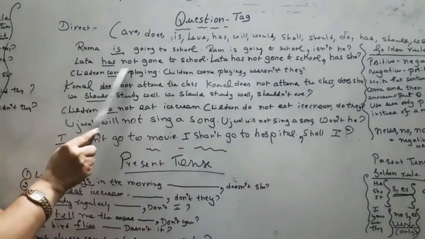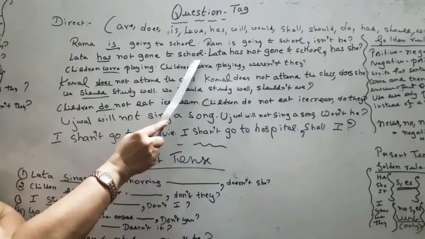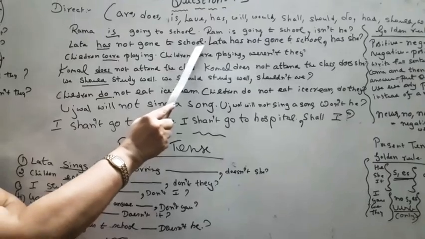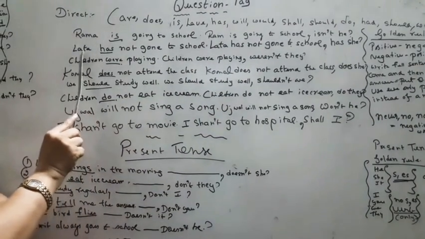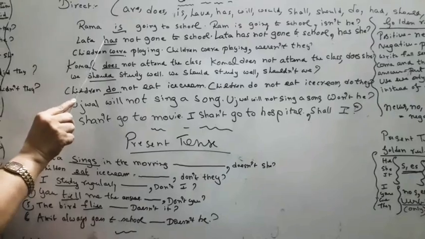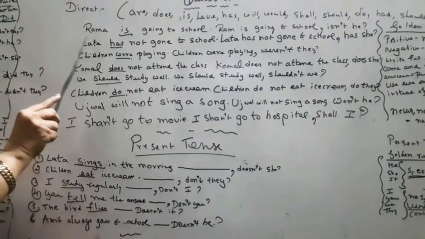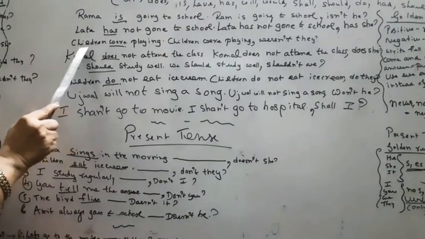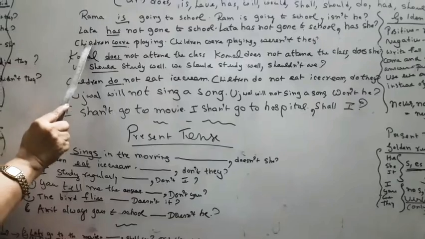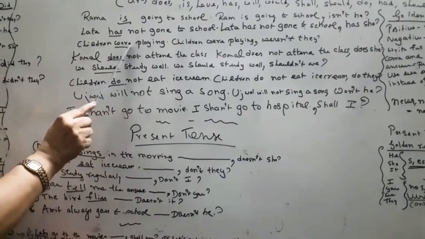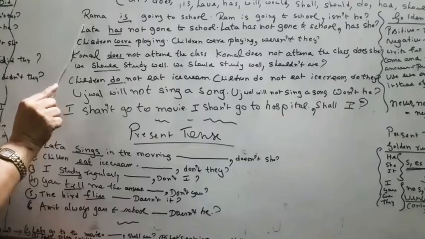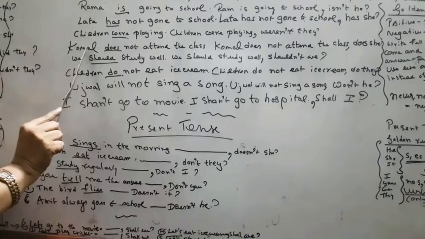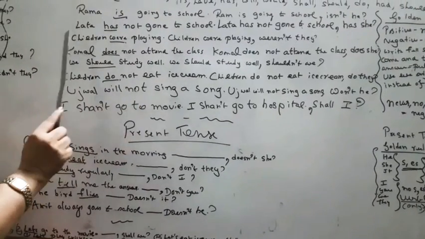Now see, Lata has not gone to school. Now this sentence is negative. So Lata has not gone to school, has she? You don't have to write "has Lata". Now, children were playing. Now the sentence is positive. Children were playing, weren't they? Children, you have to use the pronoun they.